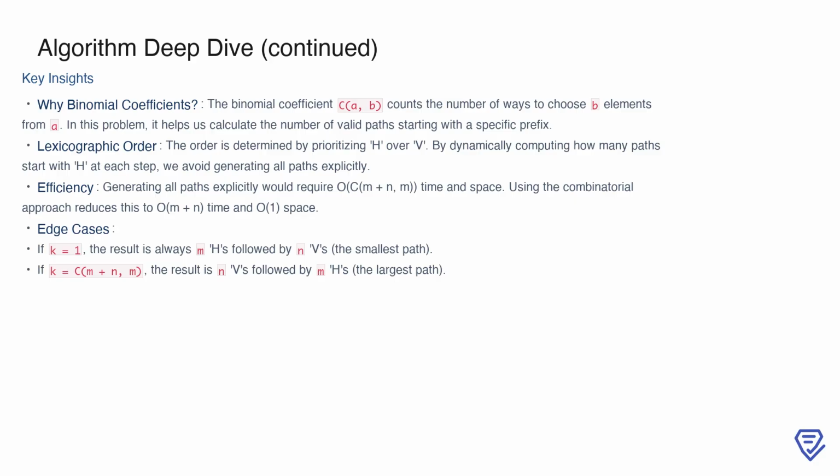This approach is highly efficient compared to a brute force method, which would involve generating all paths, taking exponential time and space. Here, the combinatorial approach reduces the complexity to linear time and constant space. For edge cases, when k equals 1, the path is simply m h's followed by n v's, and when k is the total number of paths, the path is n v's followed by m h's.